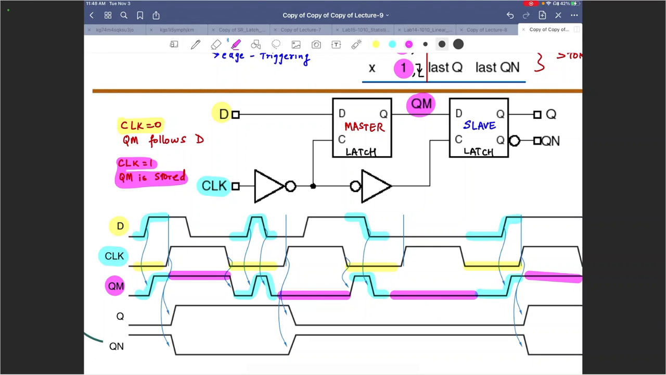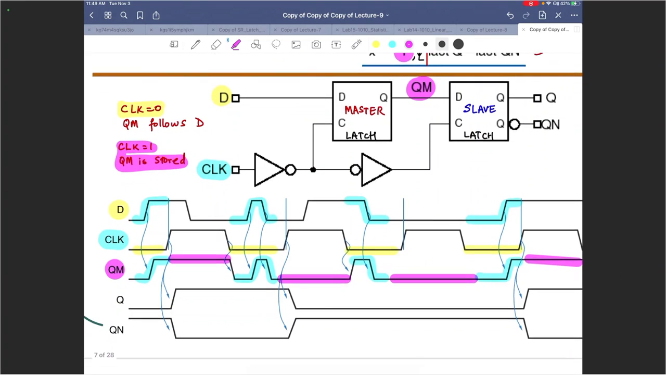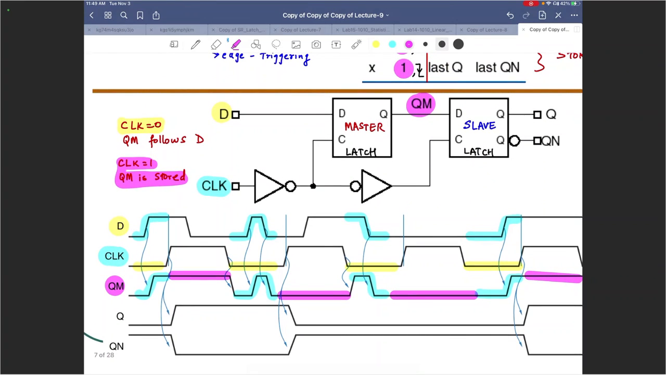It remains there. So I hope you see that with the first three timing diagrams, we were able to analyze the master latch. With those two statements: clock is 0, QM follows D. Clock is 1, QM is stored. You guys comfortable with the first three timing waveforms? All right, so let's take a look at the next one.